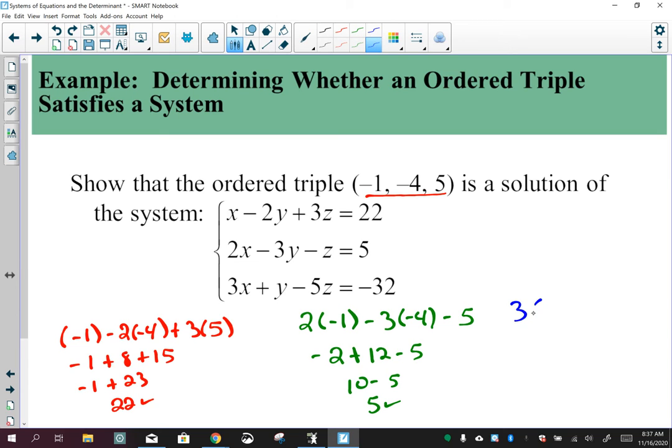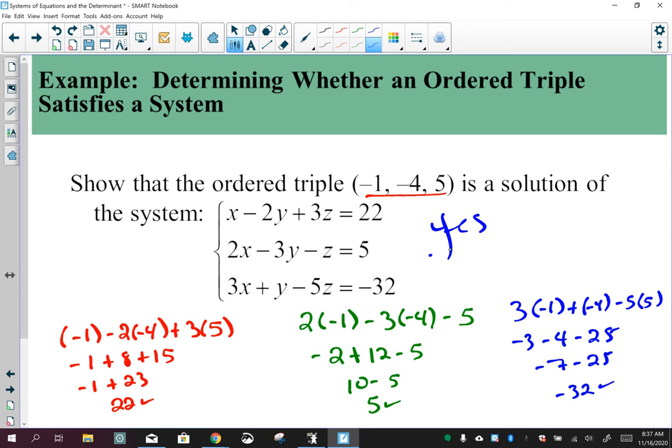And then we have 3 times -1 plus a -4 minus 5 times 5. So that's -3 minus 4 minus 25. -7 minus 25 is -32. So then, yes, that is the actual answer.